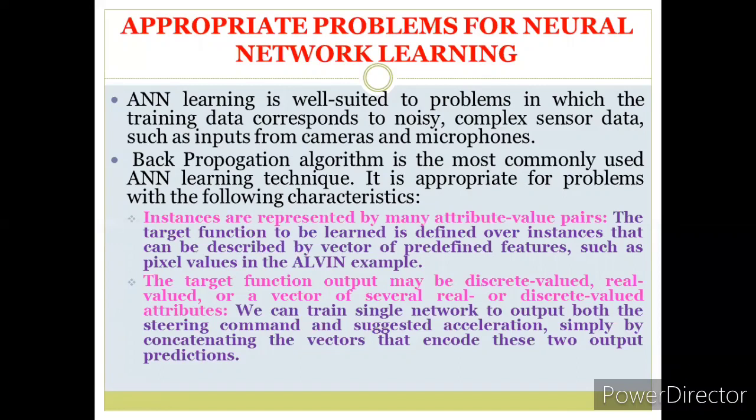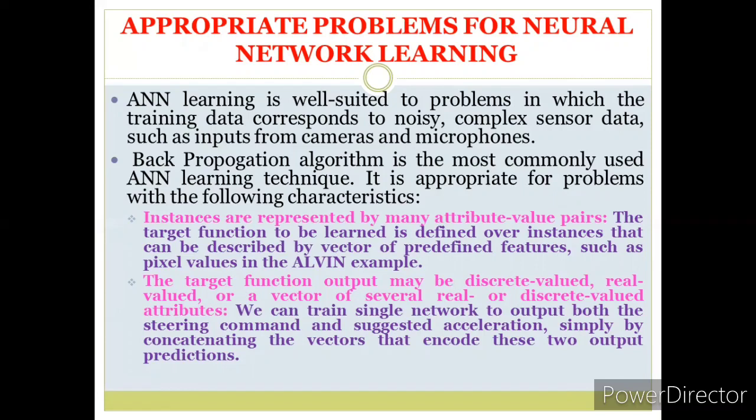One is that instances are represented by many attribute values. Wherever the input values have many attribute values, in such cases we can use this ANN. So the target function to be learned is defined over instances that can be described by a vector of predefined features, such as pixel values in the ALVINN example. As we can see in the ALVINN example, the pixel values are used because we have 960 inputs, where a large number of inputs are present. So at that time, this ANN plays an important role in identifying which direction the steering has to be carried out.